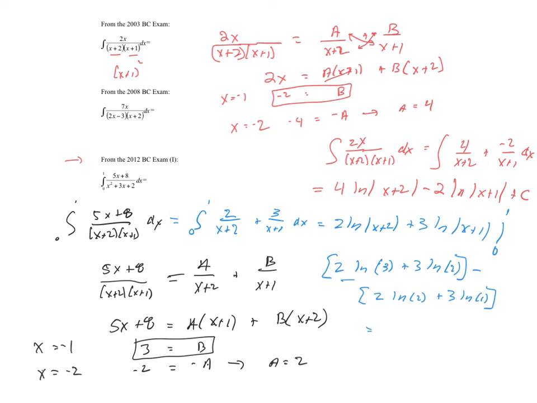Let's see, I've got 2 natural log of 3 and no other natural logs of 3. So 2 natural log of 3 is going to stay. 3 natural log of 2 minus 2 natural log of 2 is going to be a natural log of 2. Natural log of 1 is 0, so this is going to be eliminated. And then we have our result for that problem.